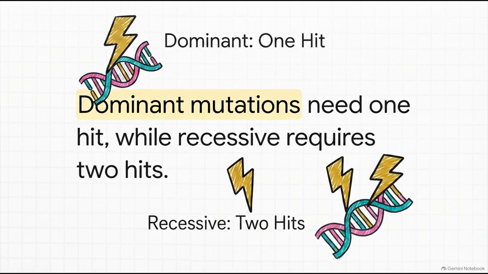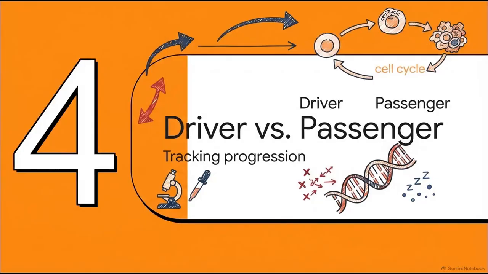Because you inherit 2 copies of every gene, both copies, or alleles, must be mutated and inactivated to completely cut the brakes. The cell needs 2 hits to fully lose its ability to stop growing. That brings us to Section 4, driver versus passenger mutations. Let's talk about tracking that progression.